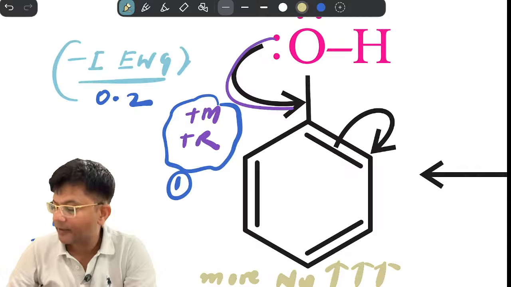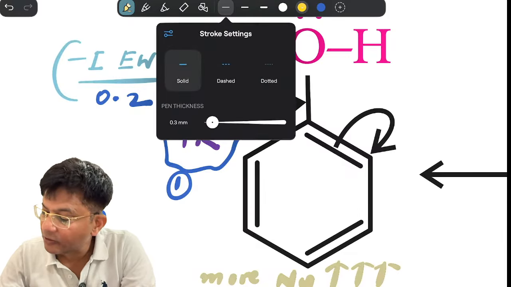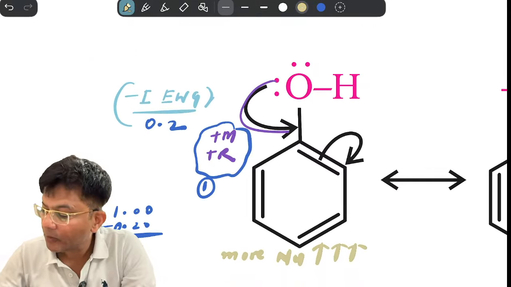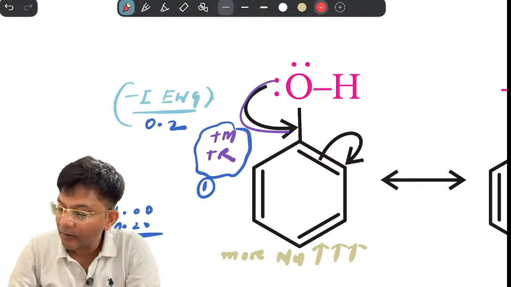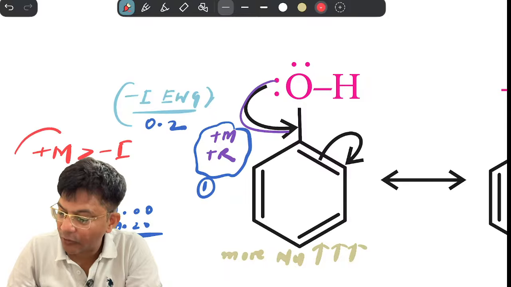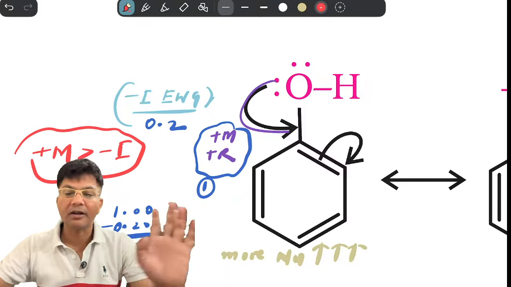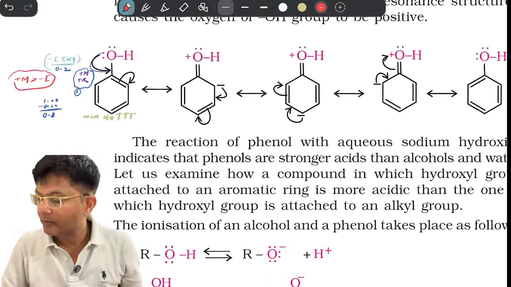Because the mesomeric effect is dominating. Plus M effect is more dominating than minus I. Here plus M is a dominating effect than minus I. I hope you got it. Everyone, is it clear? This point is clear. Now see, the NCERT will say the same thing over here.